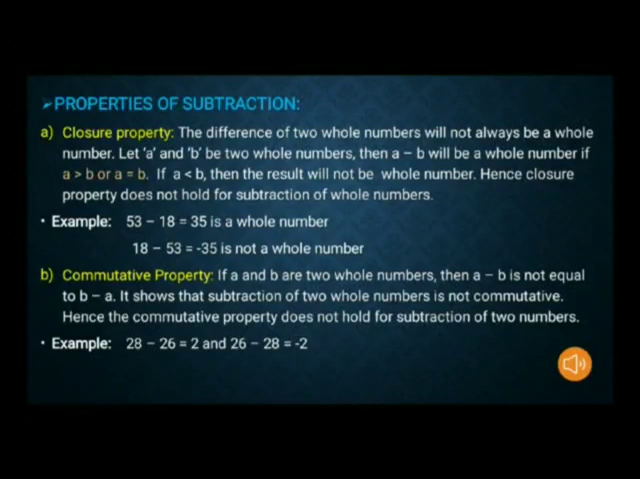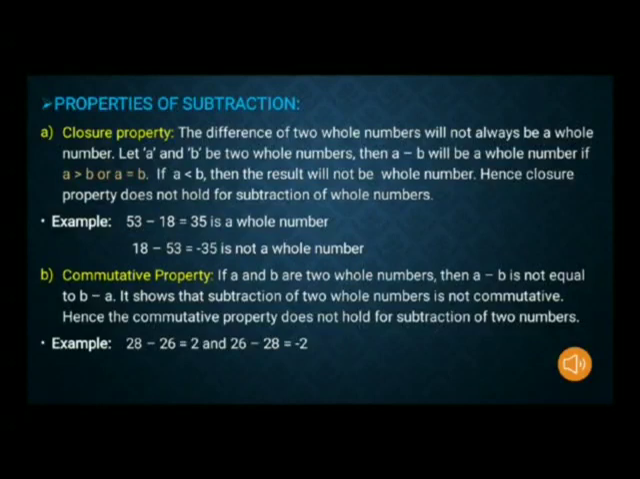For example, let a and b be two whole numbers. Then a minus b will be a whole number if a is greater than b or a equals b. But if a is less than b, then the result will not be a whole number. Hence, the closure property does not hold for subtraction of whole numbers. For example, 53 minus 18 equals 35, which is a whole number. 18 minus 53 equals minus 35, which is not a whole number.